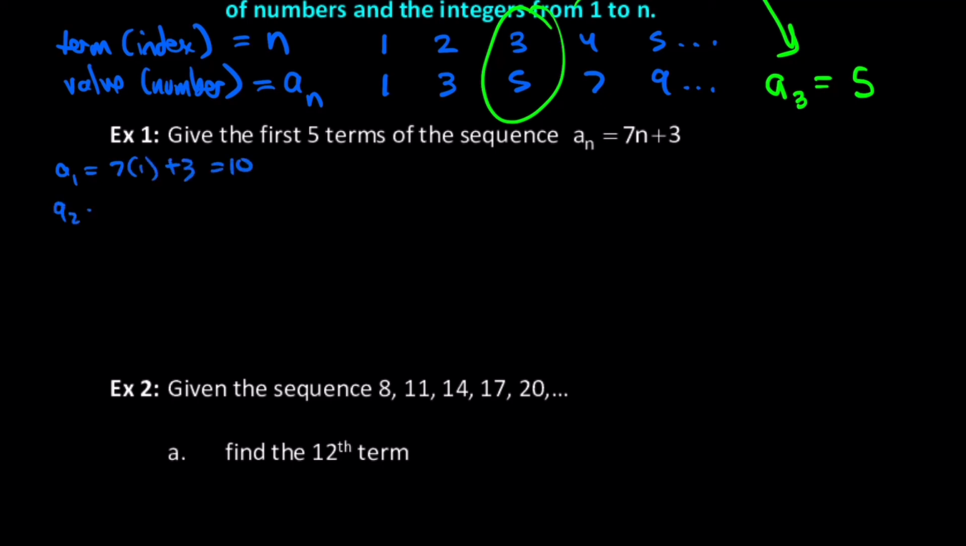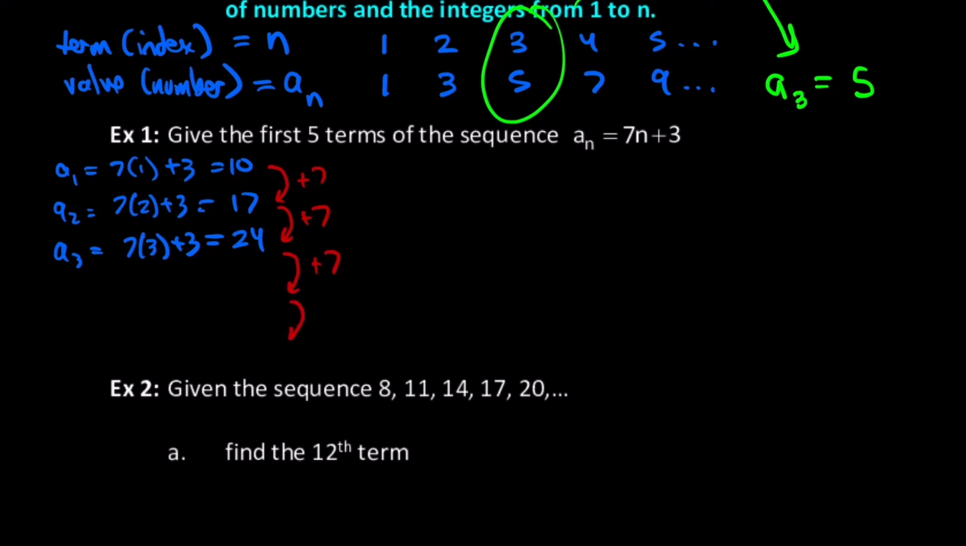To get a sub 2, I take 7 times 2 plus 3. That's 14 plus 3, that's 17. A sub 3 would be 7 times 3 plus 3. So 21 plus 3, that's 24. So you can kind of see what's happening here. In addition to just plugging in for n, a pattern is developing over here. How'd you go from 10 to 17? Well, I added 7. How'd you go from 17 to 24? Well, I added 7. So you can kind of predict what you need to do for the next 2 terms.